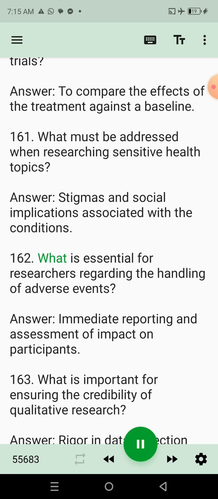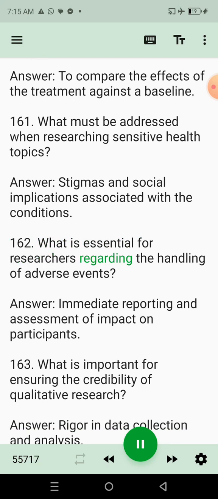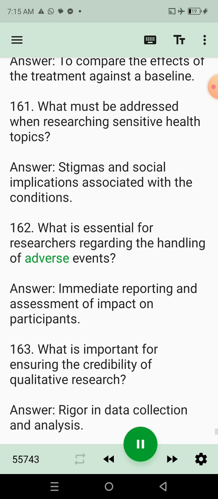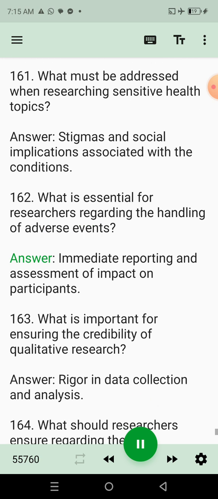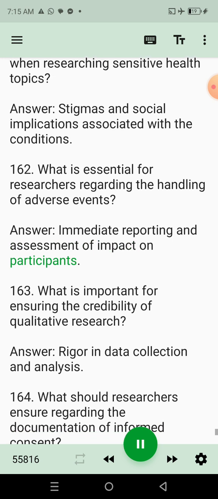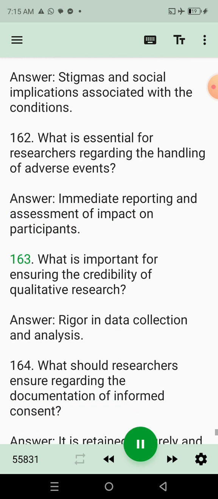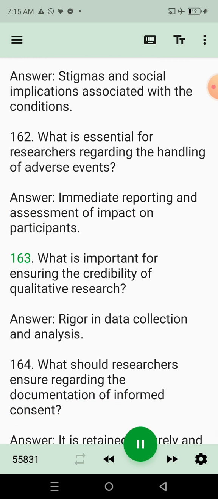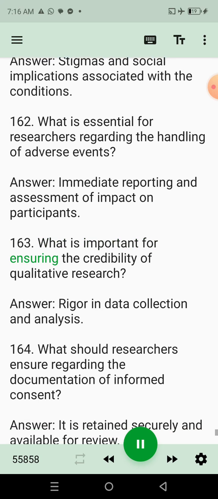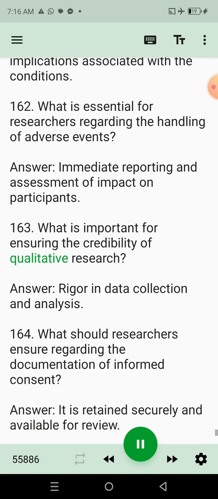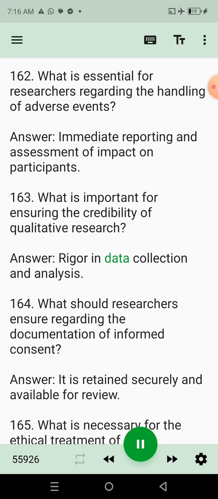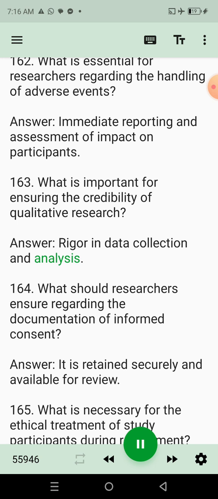162. What is essential for researchers regarding the handling of adverse events? Answer: immediate reporting and assessment of impact on participants. 163. What is important for ensuring the credibility of qualitative research? Answer: rigor in data collection and analysis.